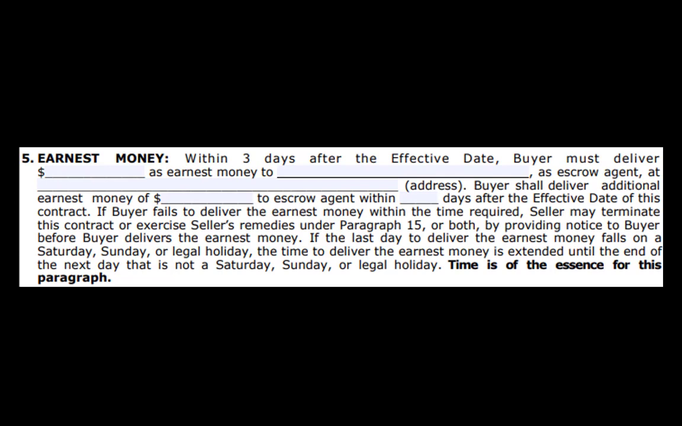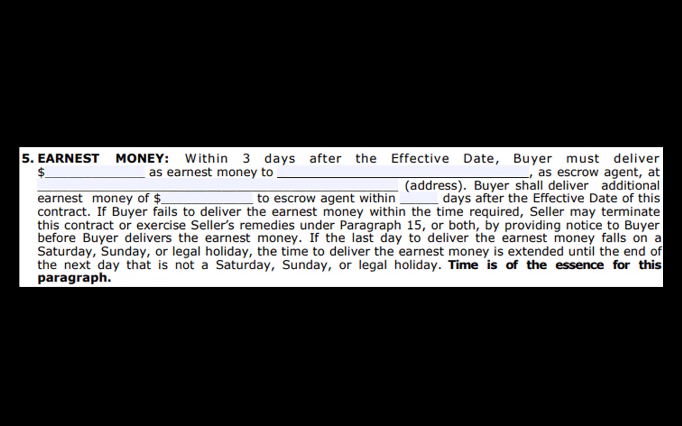Let's talk about the first little phrase in this paragraph, and let's talk about the last little phrase in this paragraph. It says, within 3 days after the effective date of this contract, the buyer must deliver the earnest money. The very last phrase says time is of the essence for this paragraph. That phrase is new. It didn't always say that in this paragraph. It was revised to say time is of the essence. I think it's a really good thing that they did include that.